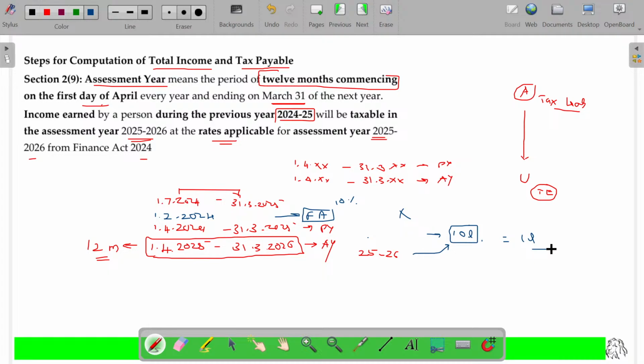Usually the 1st February 2024 Finance Act, that is the 2024 Finance Act, will be taken as the base for calculating the tax rate. Clear? Hope this is defined under section 2 clause 9. Already in the previous class I explained, section 2 contains only the definitions. Section 2 contains a list of definitions.